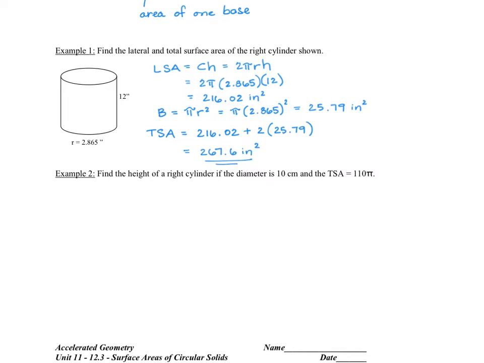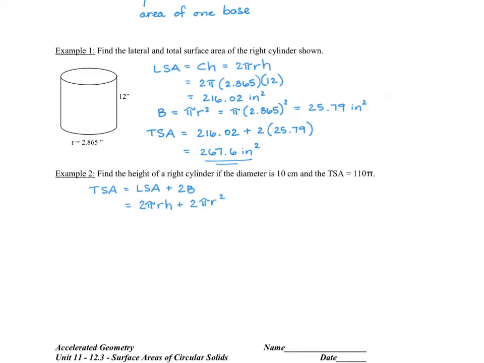To find the height of a right cylinder, if the diameter is 10 centimeters and the total surface area is 110 pi, I'll just start with the total surface area formula, which is the lateral surface area plus the area of two bases. And again, lateral surface area I can find by taking the circumference, which is 2 pi r, times the height, and the area of one base is pi r squared.